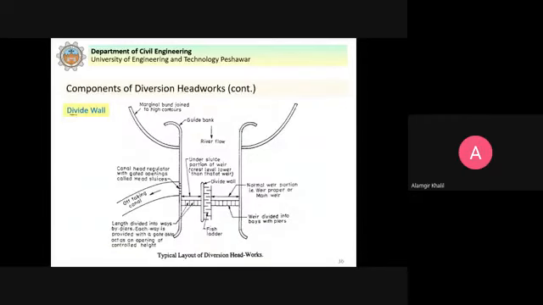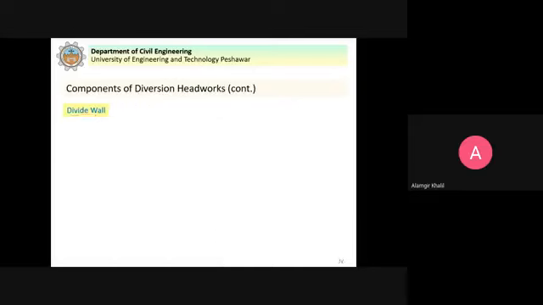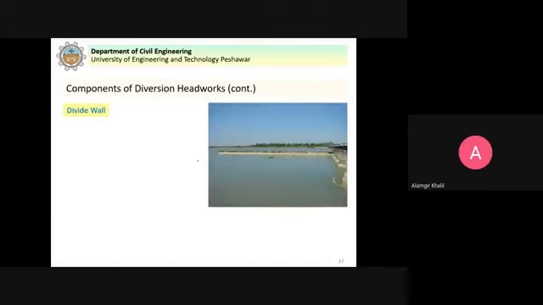Next, we discuss the divide wall. So this is the divide wall. You can see here that it divides the undersluices portion from the main weir portion, and it also acts as one of the side walls of the fish ladder. So this is the divide wall. You can see here, this is the divide wall.